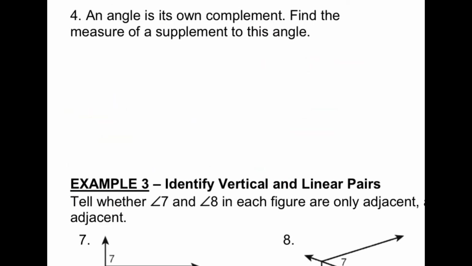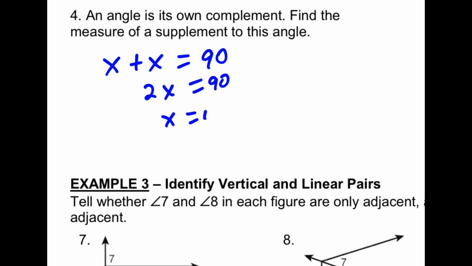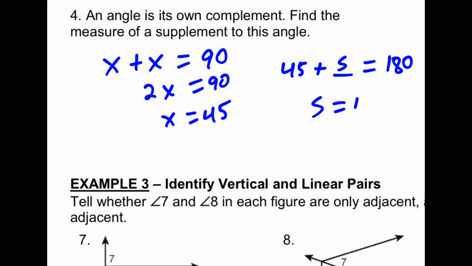If we say that an angle is its own complement, we're saying that angle plus itself is equal to 90 degrees. So if 2x is equal to 90, 1x is equal to 45. If we want to find the supplement, then we're saying 45 plus what is equal to 180. If I subtract 45 from both sides, I'm going to find that the supplement, we'll call that S for supplement, is equal to 135 degrees.